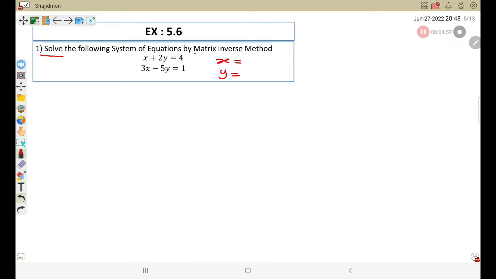Which program do we need to use? Matrix inverse method. This is the important idea, because we have already studied Gaussian elimination and Gauss-Jordan. So here we are using the matrix inverse method to find the solution of the linear system.